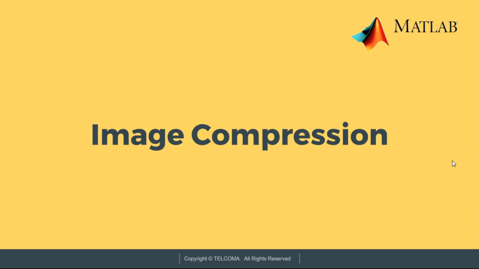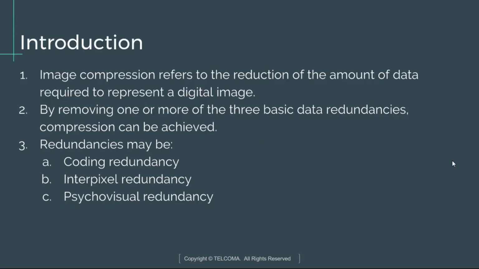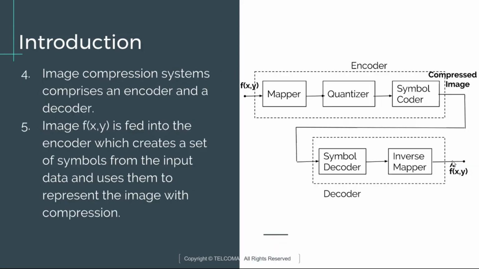The next chapter is image compression. We are going to start with the introduction. Image compression refers to the reduction of the amount of data required to represent a digital image. By removing one or more of the three basic data redundancies, compression can be achieved. Redundancies may be coding redundancy, interpixel redundancy, or psychovisual redundancy.